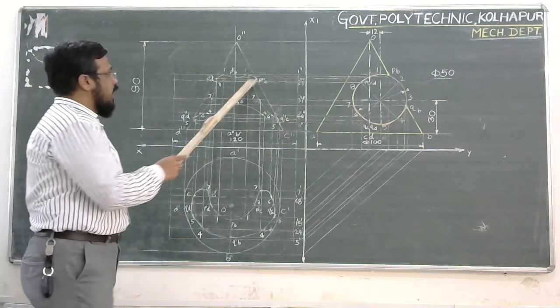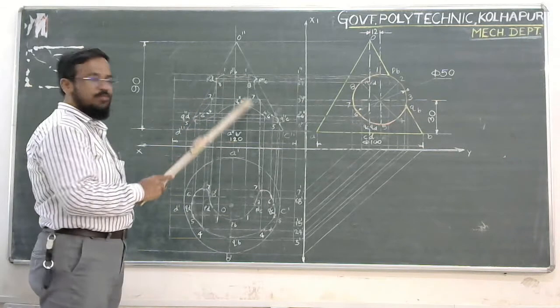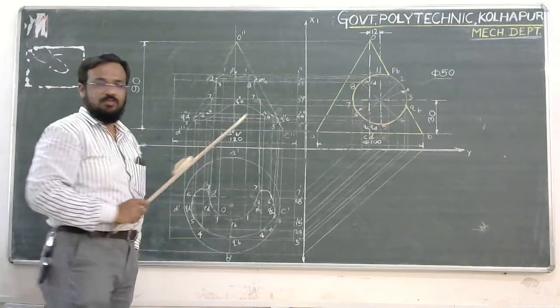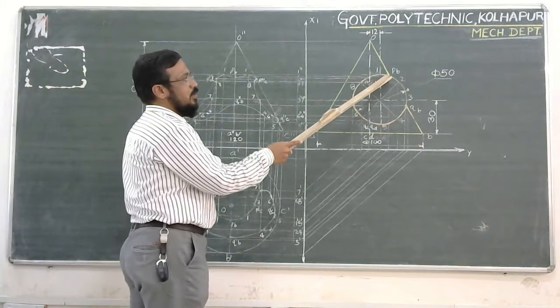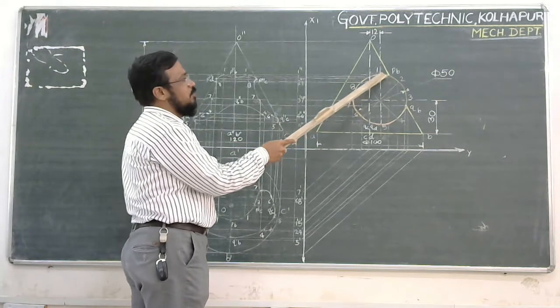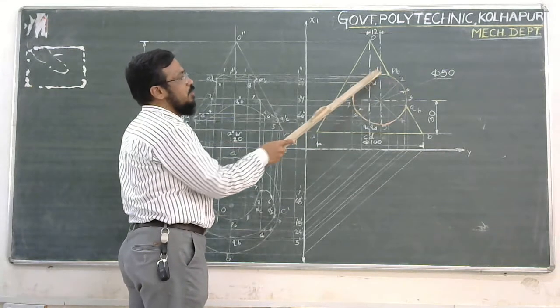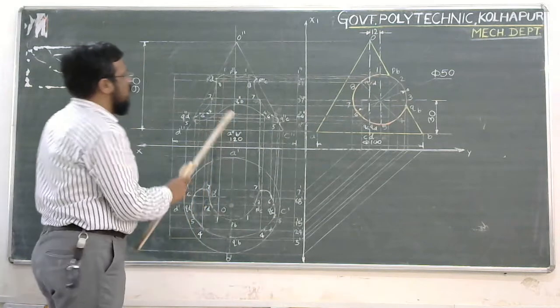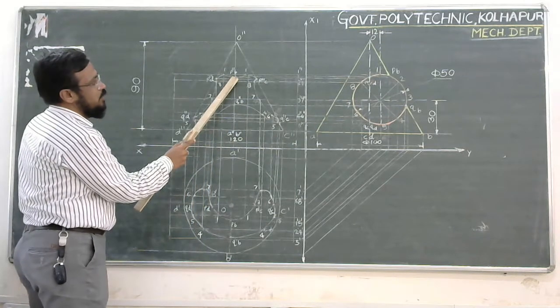Once you get these reference points in the top and front view, we need to join them. For joining again, you have to take the reference of this. We are starting from this point. You are starting from PB to 1. So here find out where the point PB is. Yes, PB to 1.